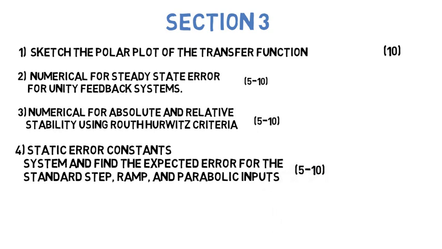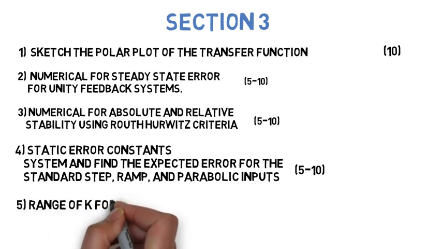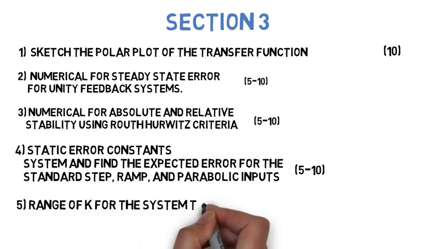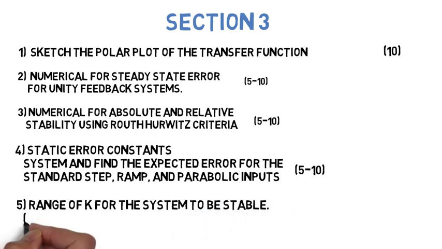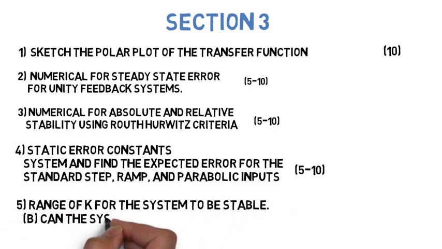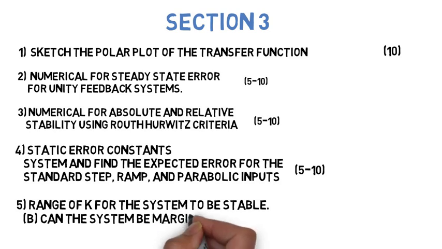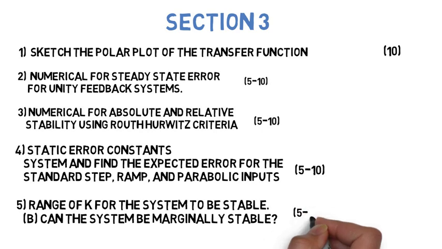And the last question for section 3 is determine the range of K for the following system to be stable. B. Can the systems be marginally stable? If so, find the required value of K and the frequency of sustained oscillations. This can come for 5 to 10 marks. So these are the 5 questions for section 3.